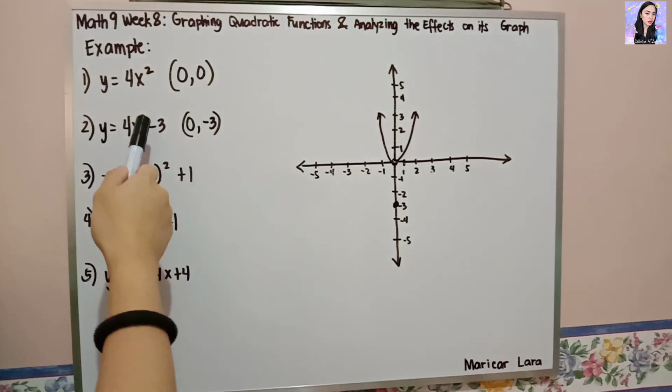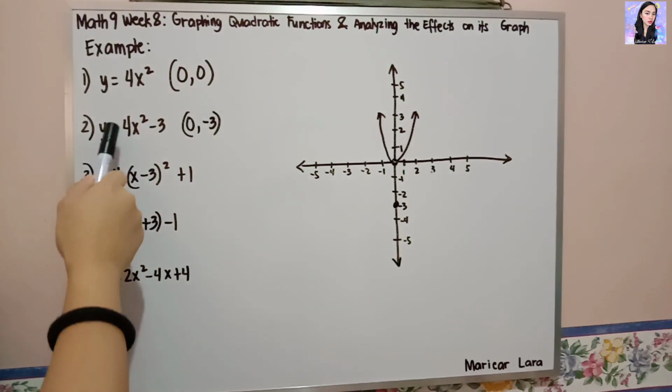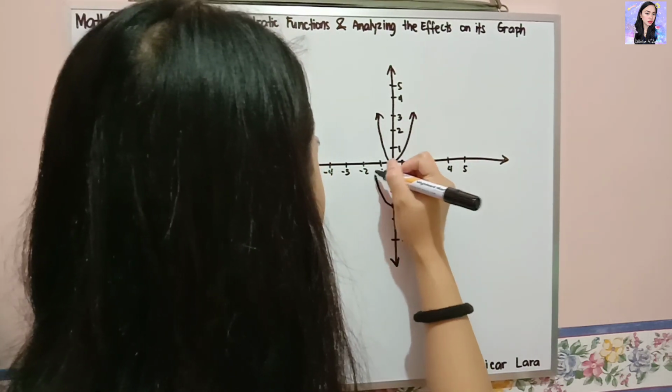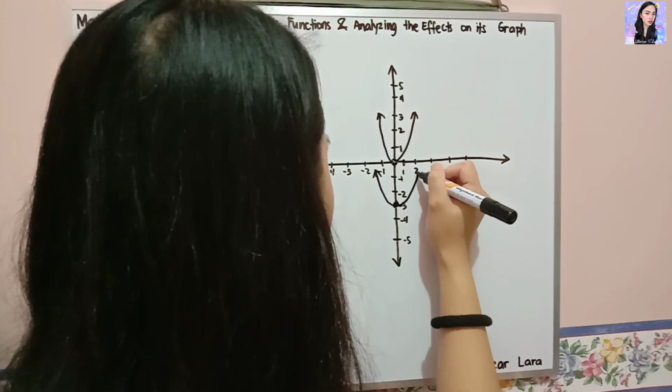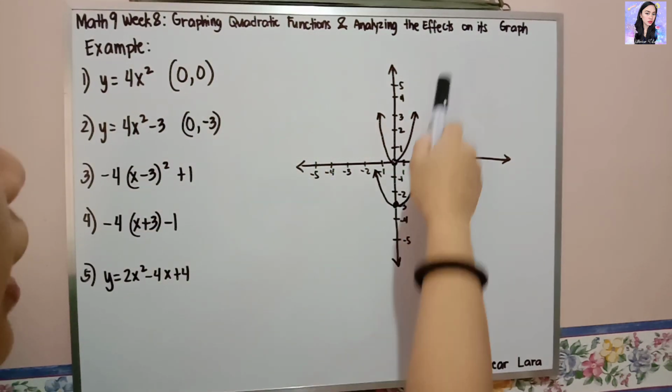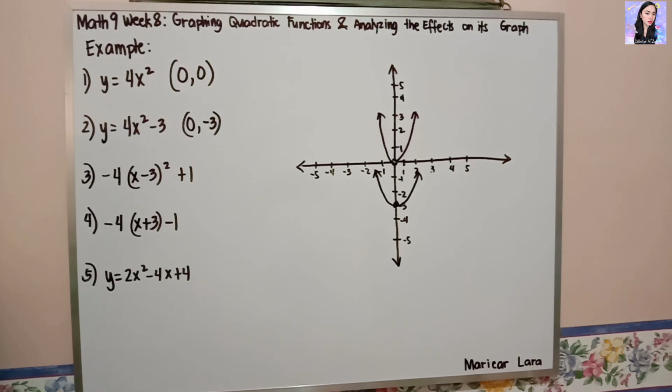And then, again, ang ating parabola ay open upward dahil positive ang ating a. So, ayan yung ating second parabola. So, pwede yan ma-extend, ha? Kaya yan may arrow kasi na-extend yan.